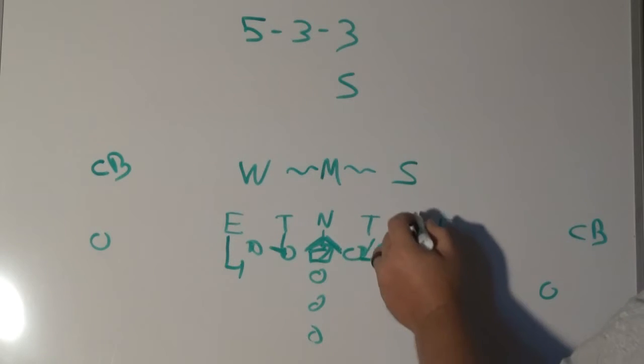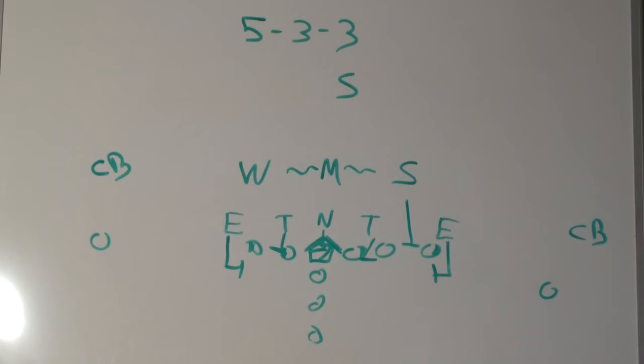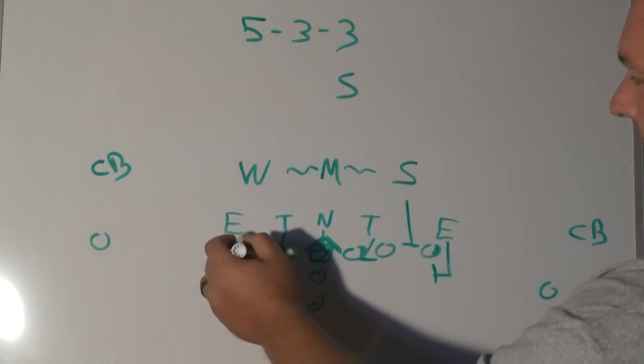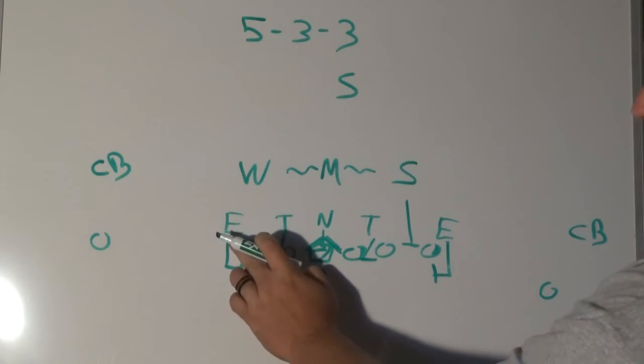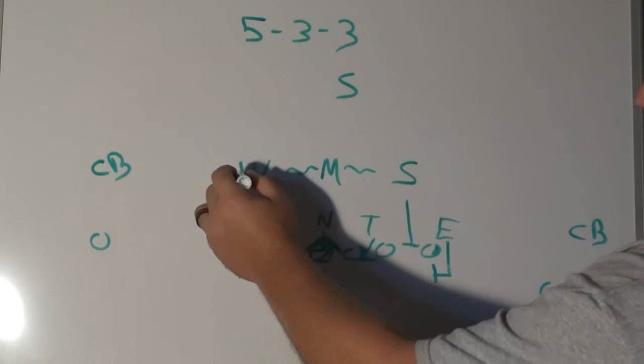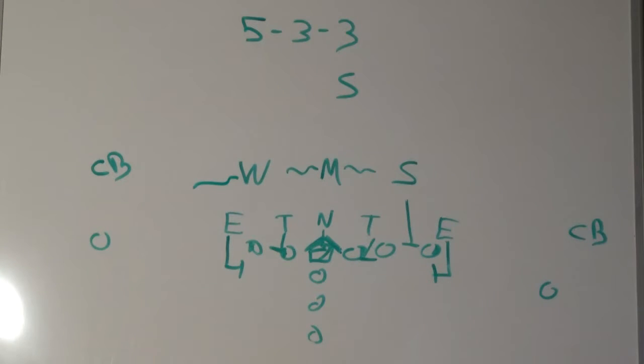The Sam's actual responsibility is going to be the C gap, but he is also a read and react. Since we have an end that is outside contain and there is no tight end to this side, this guy is going to be a read and react because we have all these covered.